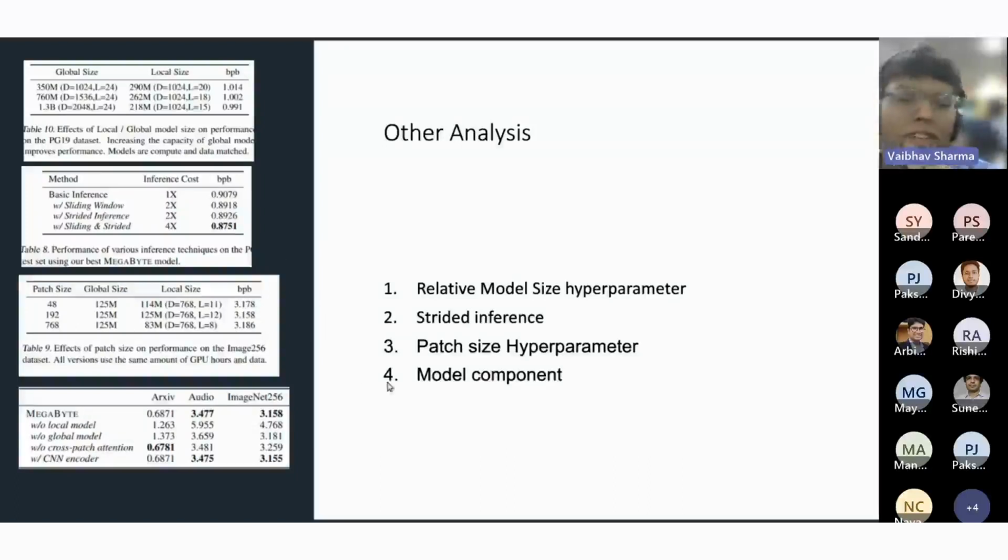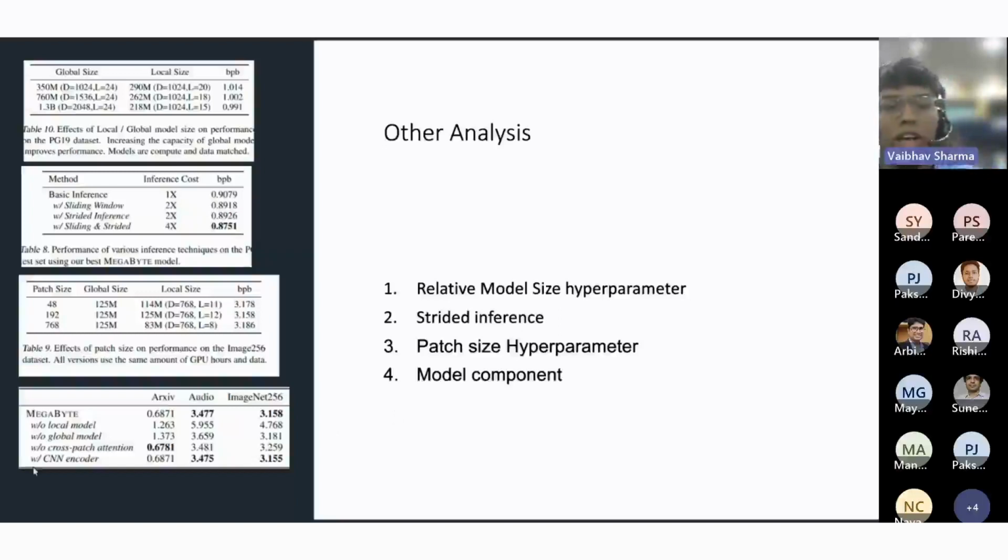And also they tried to see which part of their model is essential or not. So for that they removed the local model portion of it, and they saw that the bits per byte value rises a lot, from 0.688 to 1.26. And for the global model also it rises to 1.373. So that states that both the global model and the local model are essential for their architecture.